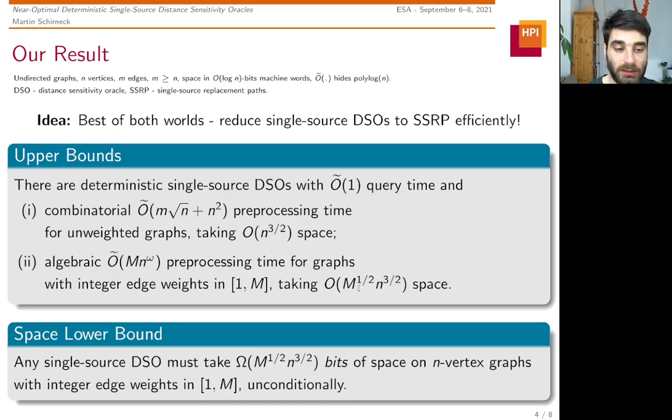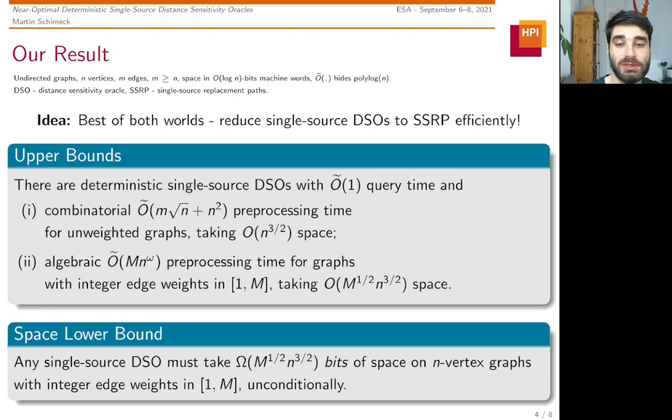But be aware that the upper bound is measured in the number of machine words, so log n bits, while the lower bound is in the number of bits, so there's still the factor of machine word in between, which is a log factor. But apart from that, our space requirement is tight.